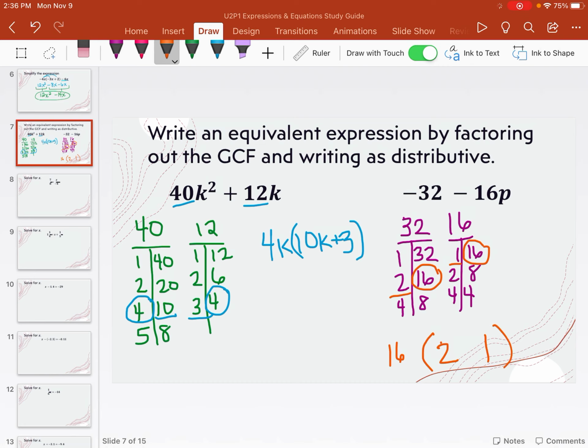Then I look at my variables. Well, my variables, there is nothing in common, so this is going to be a 1p. So I'm actually just going to write it as p. You could leave it as 1p if you want. I'm just going to put p.